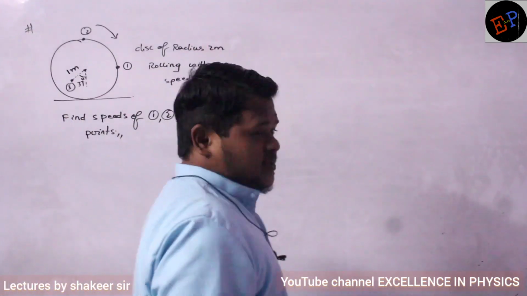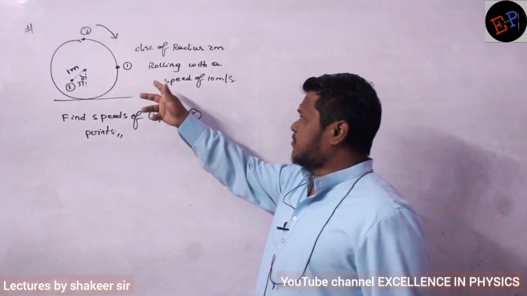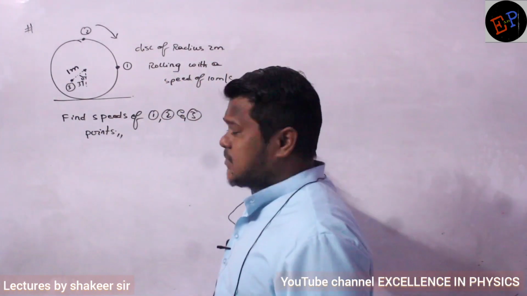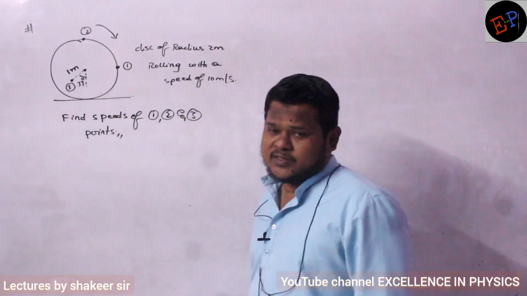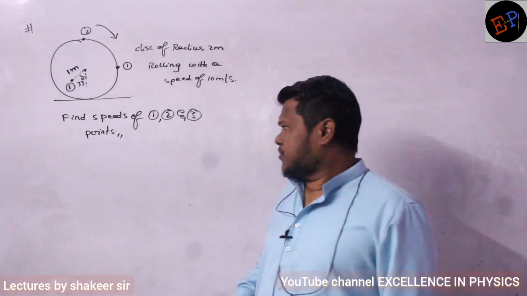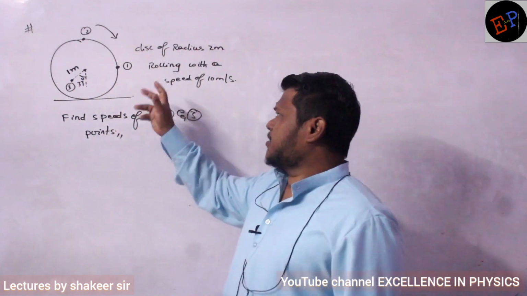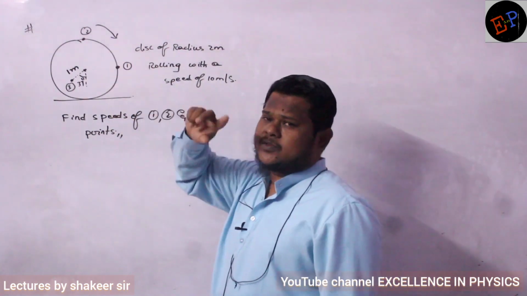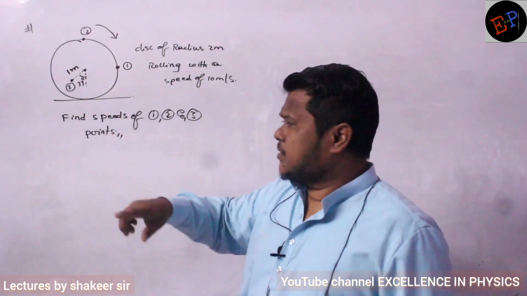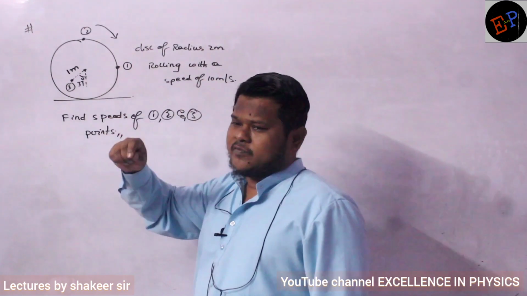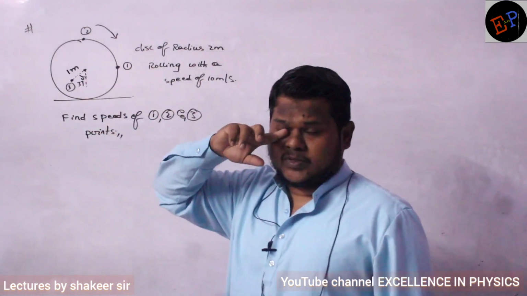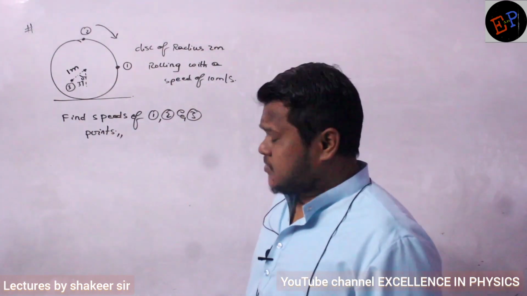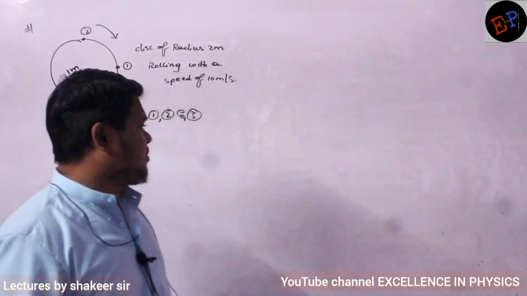So see this question. This is a disc which is rolling with a speed of 10 meters per second, and the radius of this disc is 2 meters. Okay? Then 3 points are given. Point number 1 and point number 2 are present on the circumference, but point number 3 is present somewhere on the surface of the disc at a distance of 1 meter from the axis of rotation. Then we are supposed to find the speeds of these points.